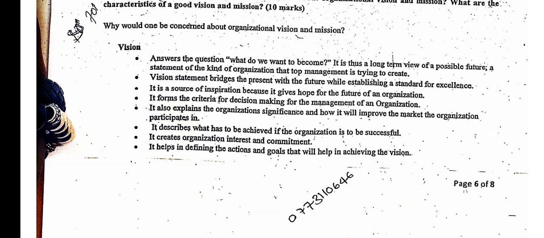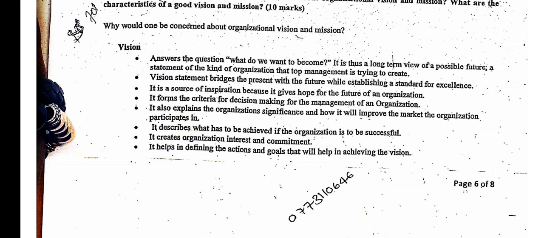We explained all that in the previous videos. You can go back and watch them. So for the vision, it is long term, like in 20 years to come. Vision answers the question, what do we want to become? It is thus a long-term view of a possible future, a statement of the kind of the organization the top management is trying to create, like where you are trying to be, like what you want to become.